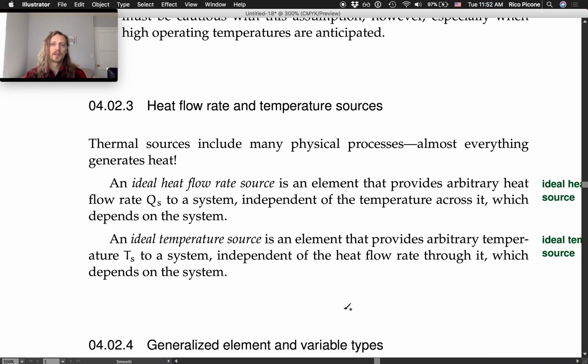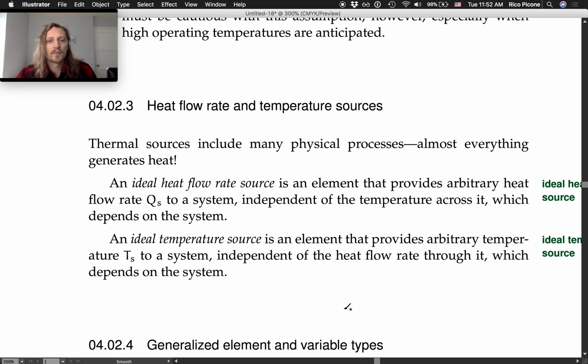Sources. Thermal sources include many physical processes. Almost everything generates heat, so it didn't make a lot of sense to start naming things. Pretty much everything generates heat. Entropy and heat being the lowest ordered form of energy and all that stuff. Remember how the universe is headed towards its eventual heat death? Yes. Happy day.